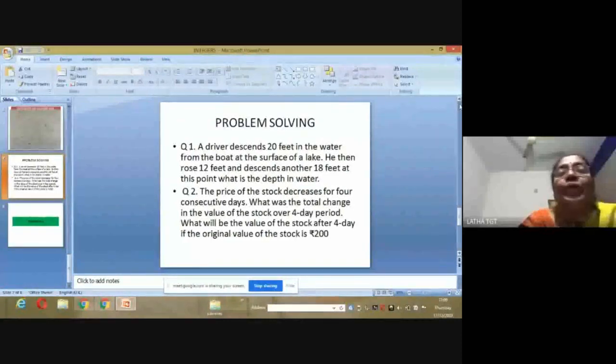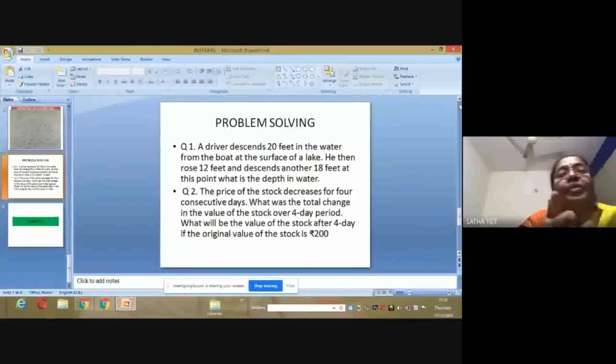Descends means he is going inside. So below means from above the lake going inside. It takes the value of minus 20. So minus 20 feet he went inside, and then again he rose up 12 feet, means he came up 12 feet. So minus 20 plus 12. Then again another 18 feet he went inside.